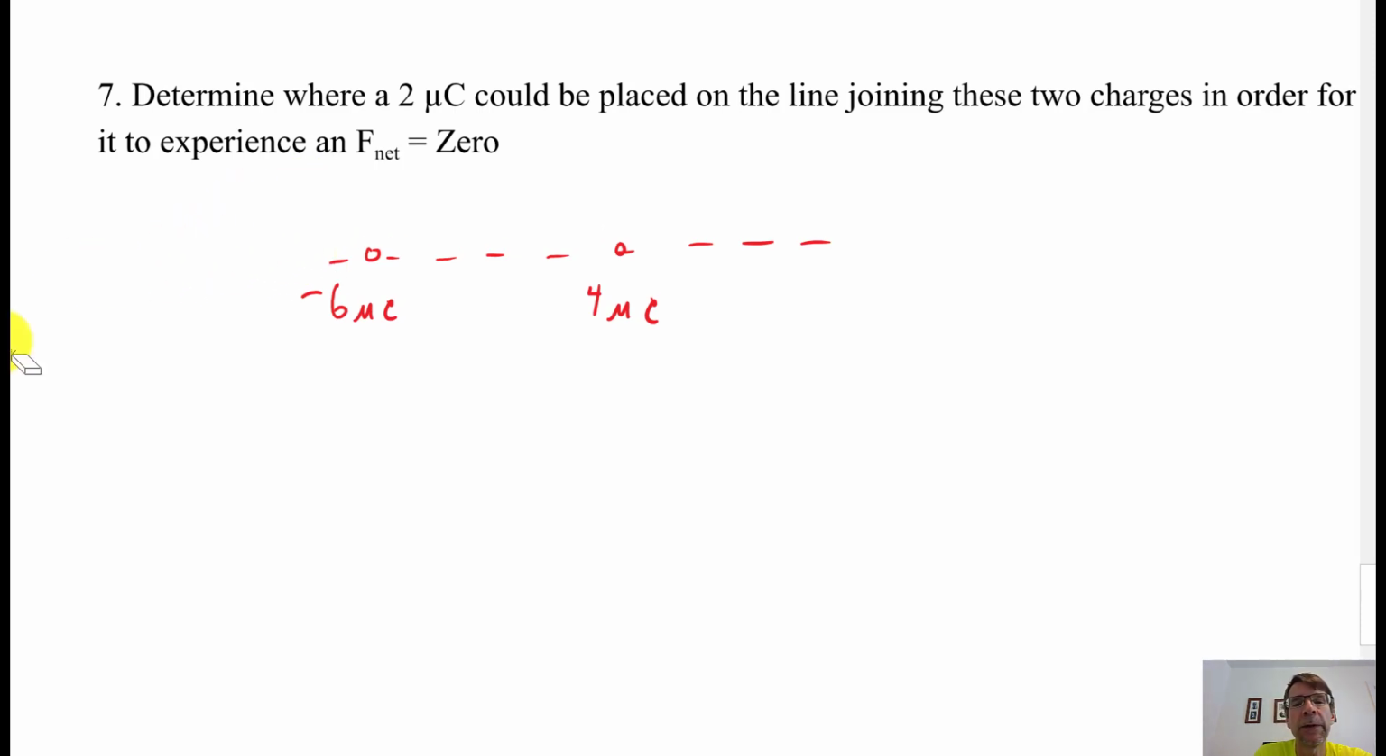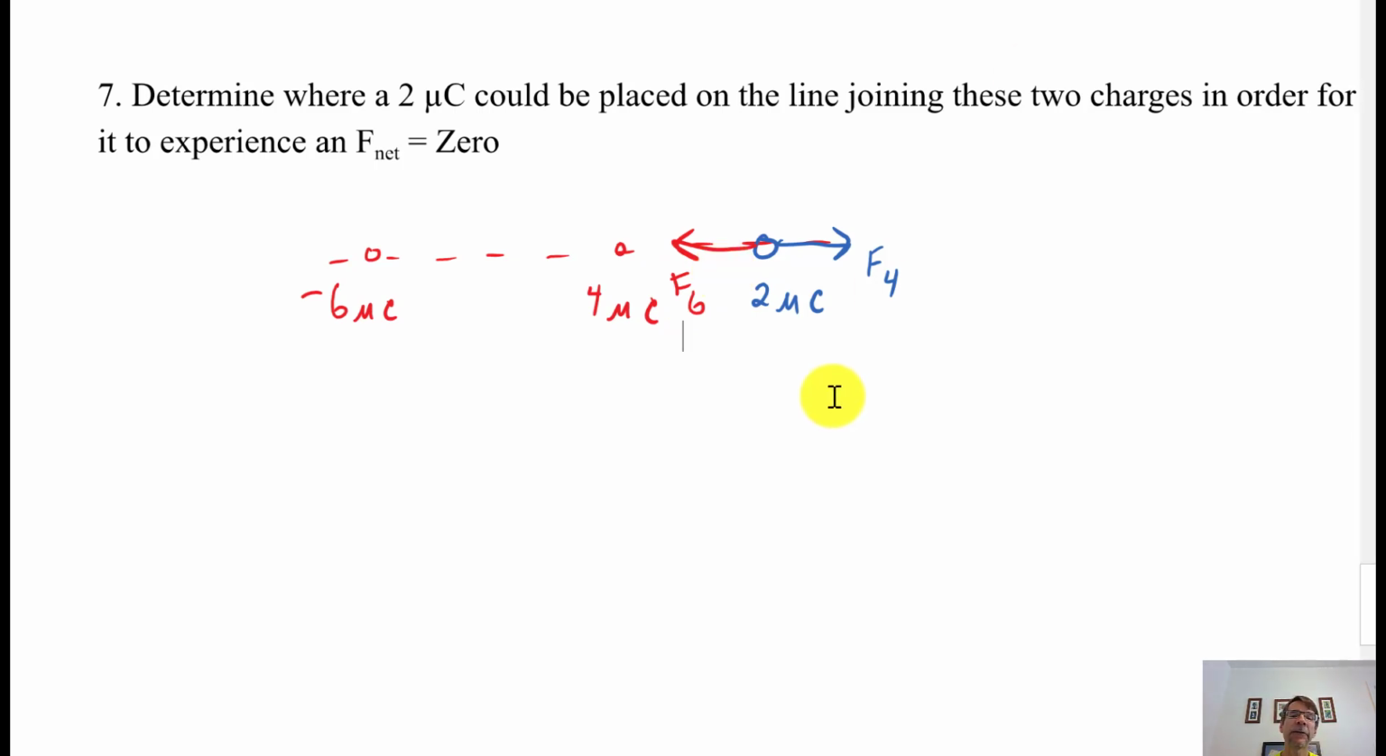So the only possibility is that the 2 microcoulomb charge can be over here. It's being repelled by the 4. I'm going to call that F4 in this case. And it's being attracted by the 6. I'm going to call that F6. That's supposed to be a straight arrow. It's being attracted by the 6 and repelled by the 4.